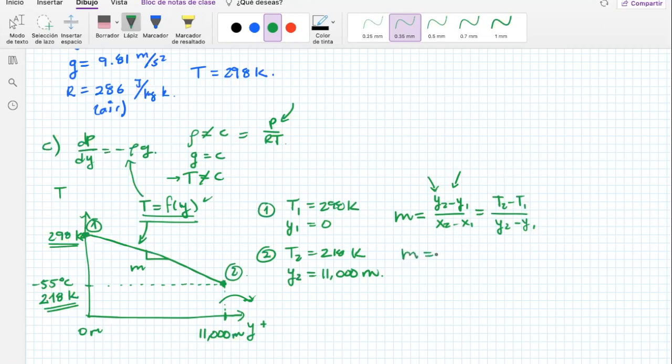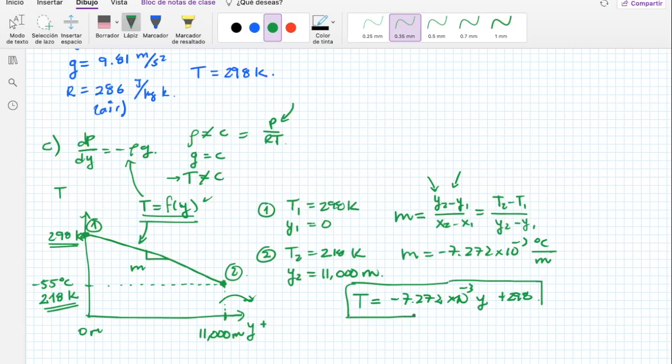But okay, so m, if you substitute here, I'm gonna just do this a little bit more quickly. It's 7.272 times 10 to the minus 3 degrees Celsius for every meter that you go up. Okay, so that's the slope. And then therefore, I'm going to get T equals minus 7.272 times 10 to the minus 3, multiplying the altitude Y, plus 298. And 298 is the value of the temperature when y equals 0. Okay, so that's that. This one is a little bit simple to see. This one you need to do a little bit of calculation to get. That's my temperature. I'm just gonna write it like this: my plus b. Okay, because I don't want to write the whole thing, but you already know the expression of this function.